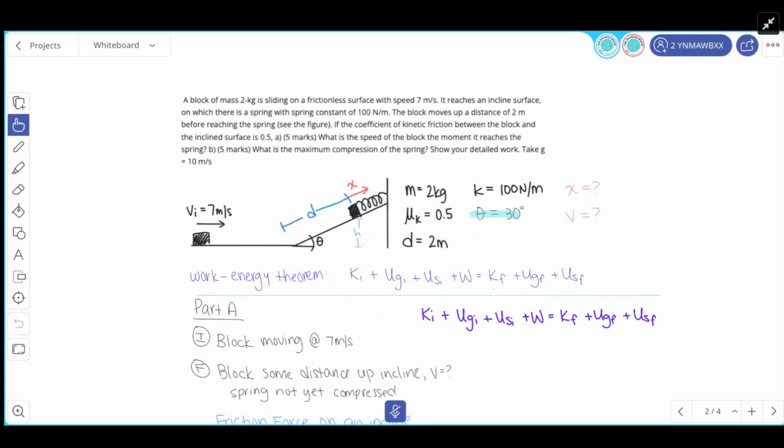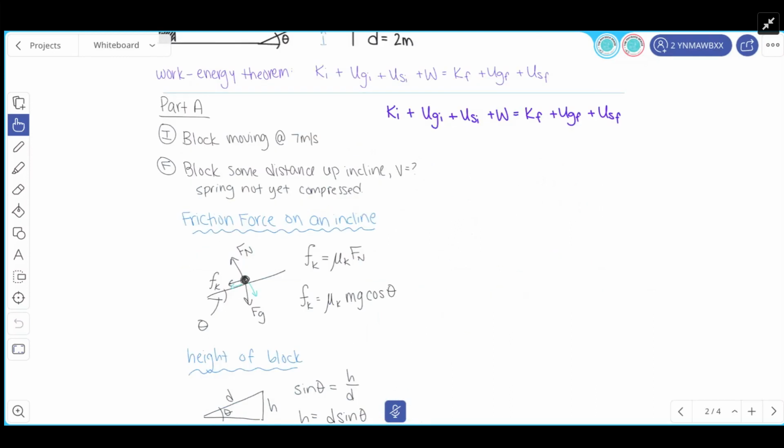And to solve these problems, a good place to start is very clearly identifying the initial and final states. So for part A, we're going to have a certain initial and final state, but then we'll have to switch that up a little bit to answer the second part of the problem. So in the first part, we're trying to find the speed that the block has at the point where it's reaching the spring, but the spring isn't actually compressed yet.